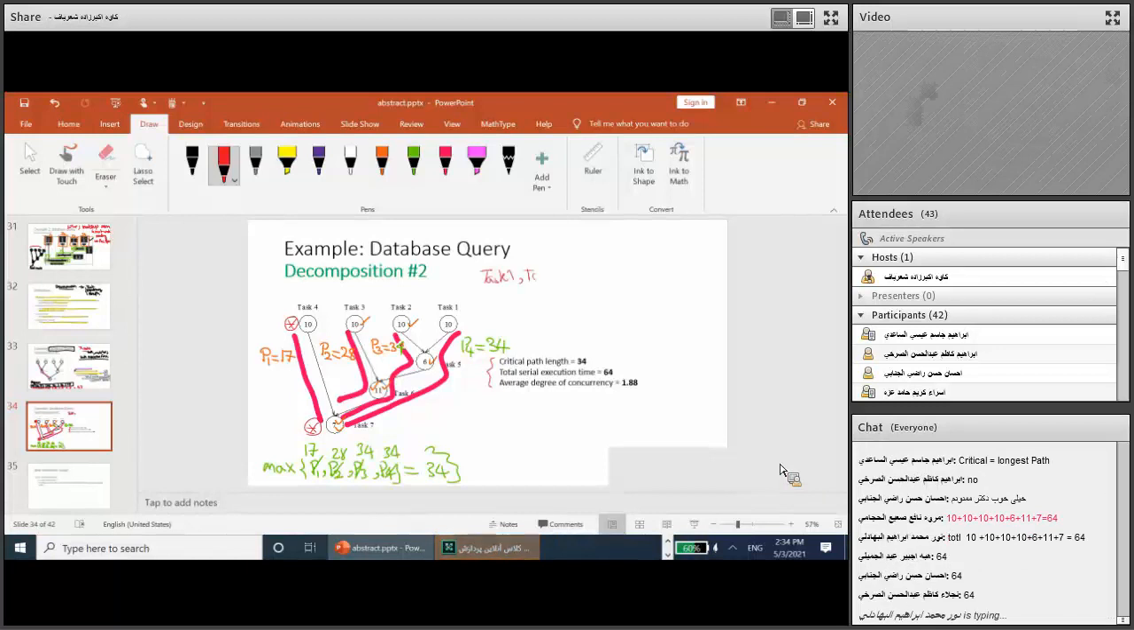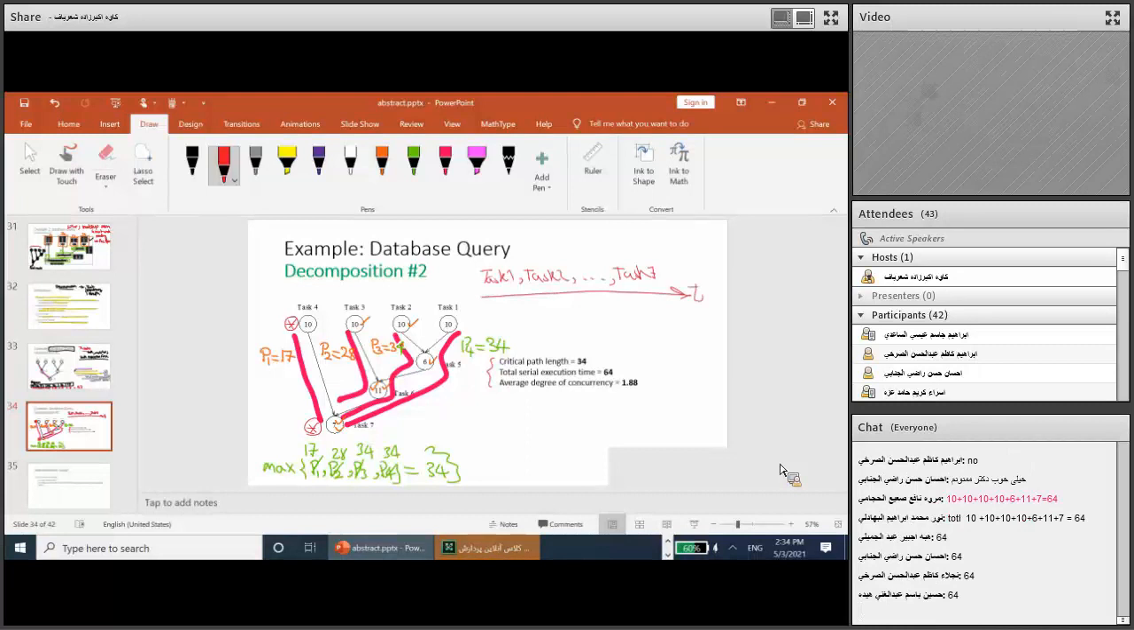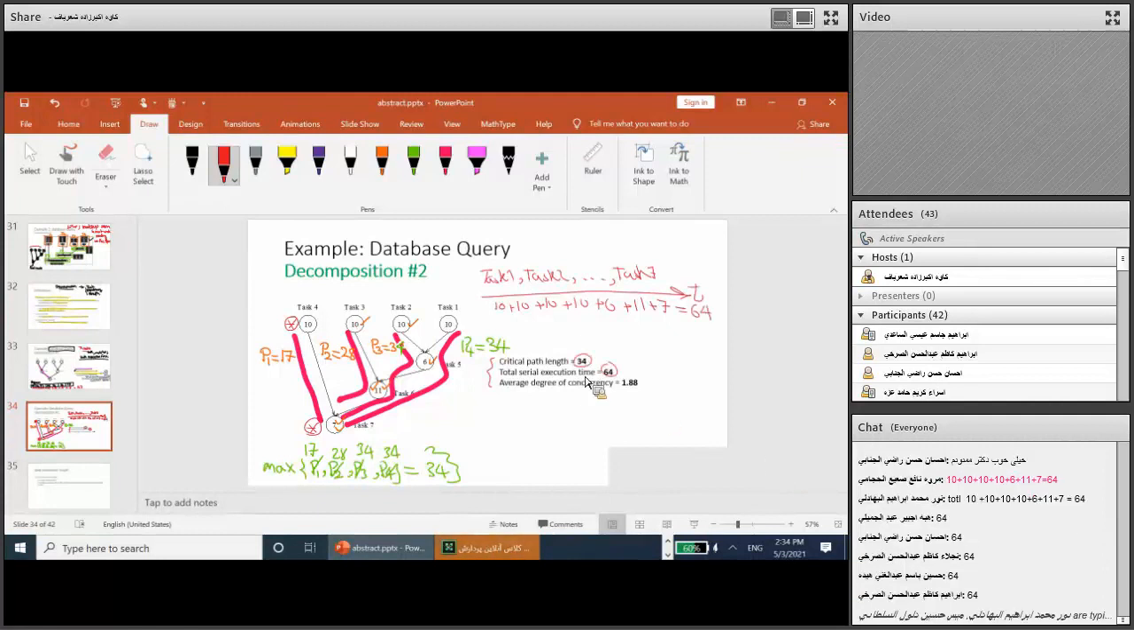Task 1, task 2 till task 7. This is the time axis. Okay. 10 plus 10 plus 10 plus 10 plus 6 plus 11 plus 7 is equal with 64. 64, 34.